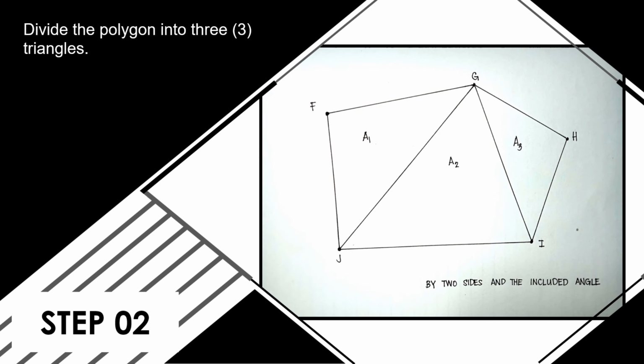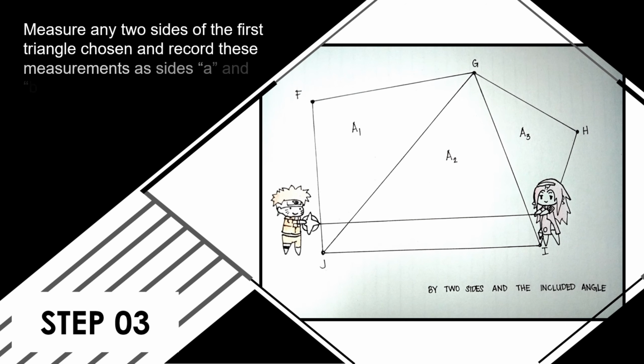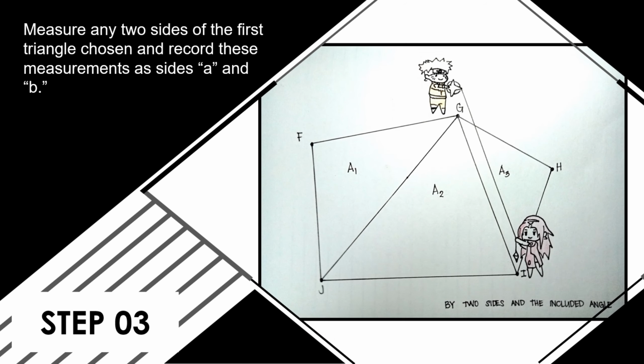Step 2. Divide the polygon into 3 triangles. Step 3. Measure any 2 sides of the first triangle chosen and record these measurements as sides A and B.